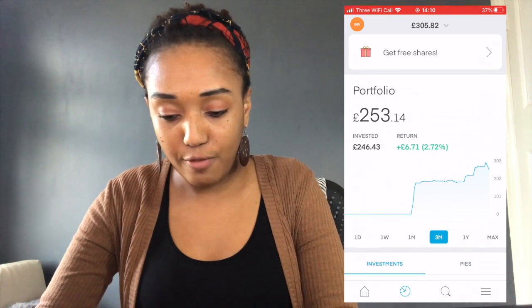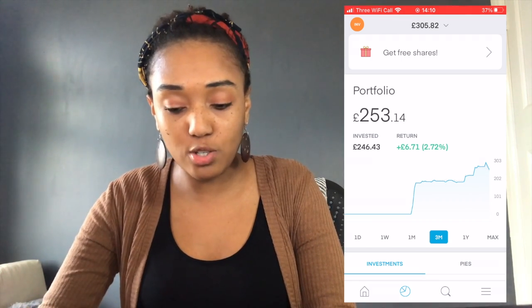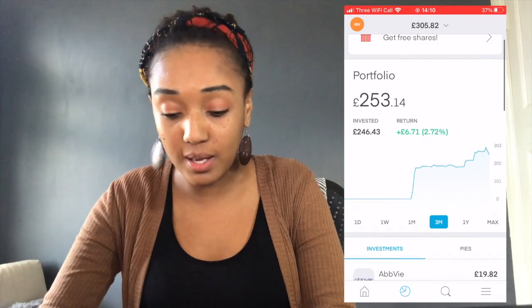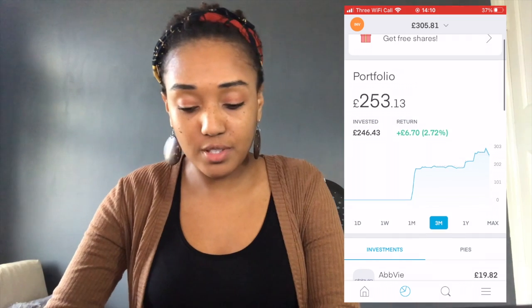So as you can see at the very top, it says £305.82. So that is how much my investment portfolio is currently worth. But as you look down, you see £253. And that's because not all of my funds are invested.